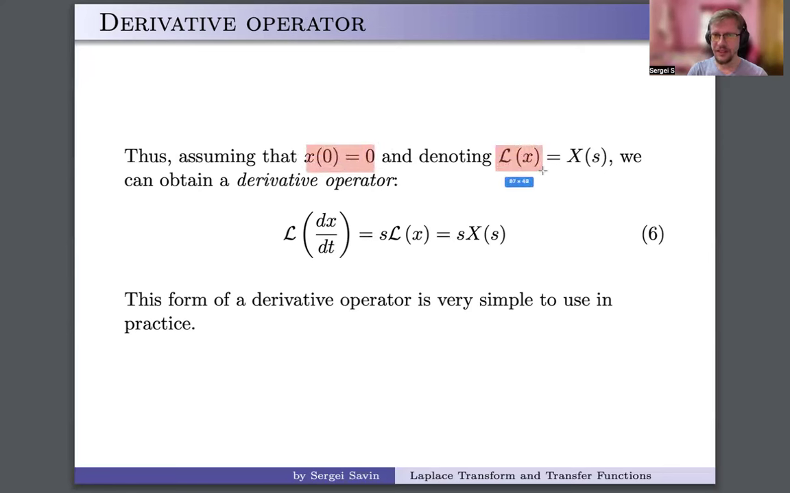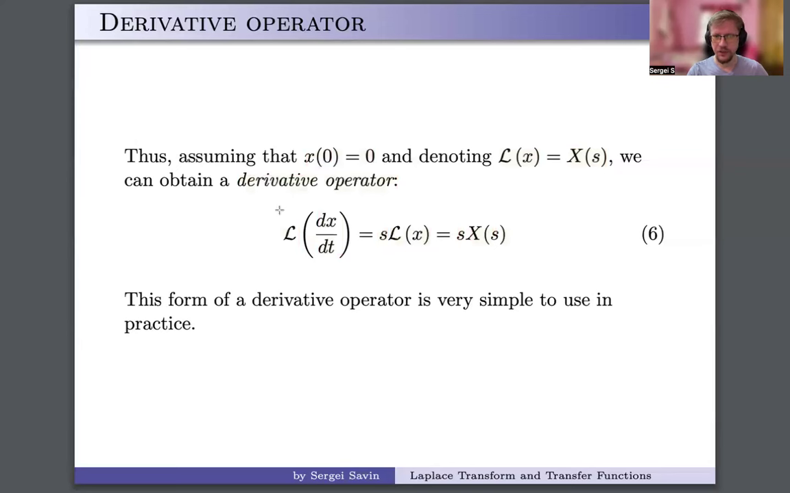And then what happens is the Laplace transform of x is equal to the image of x. Image is a Laplace transform of a function. You have a function of time, its image would be a Laplace function. We usually denote images with capital letters, not bold, just normal italic capital letters. And so what we have is this relation. With that, we can define a derivative operator that says the Laplace transform of a time derivative is equal to s times the Laplace transform of the original function, or simply s times x of s.